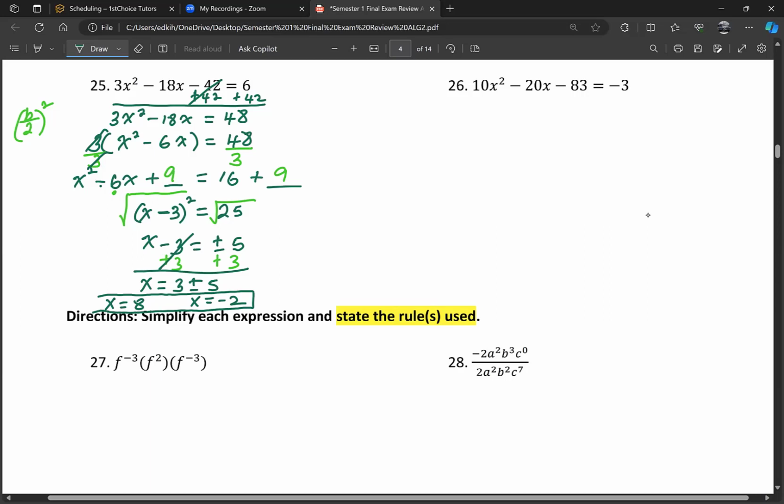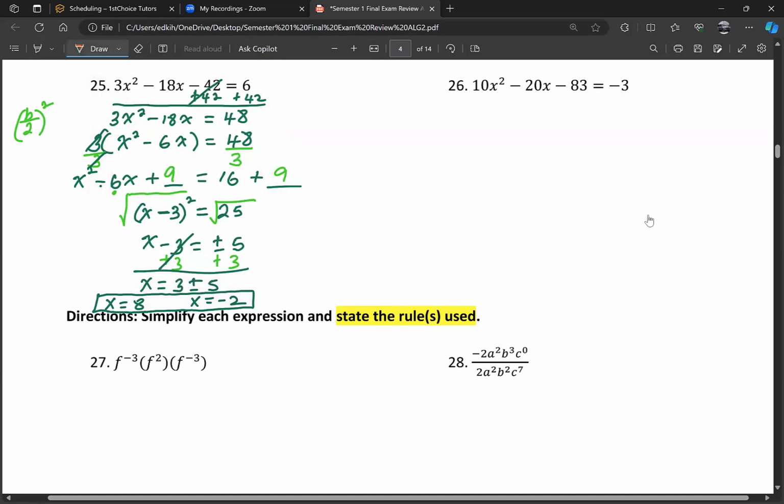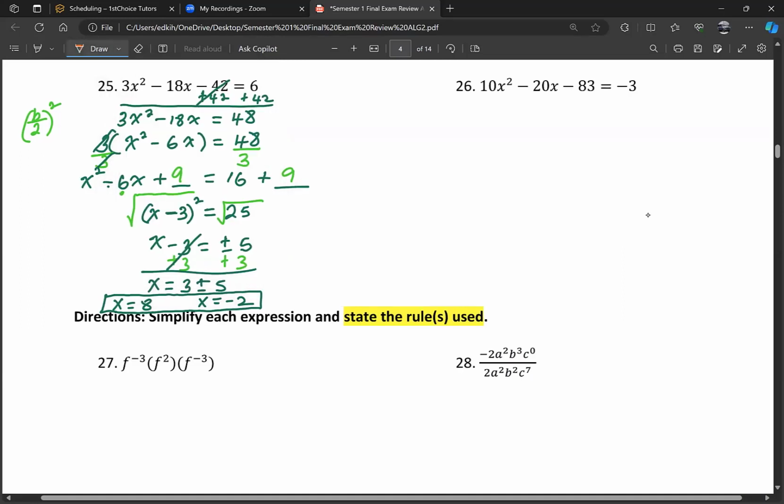Those are the answers to question 25. So the next question, question 26. Same process. Move the constant to the right. Start off by adding 83 to both sides. Those are gone. The left side, they have a 10 in common. I'm going to factor it out. We have x squared minus 2x equals positive 80. Next step is divide both sides by 10.